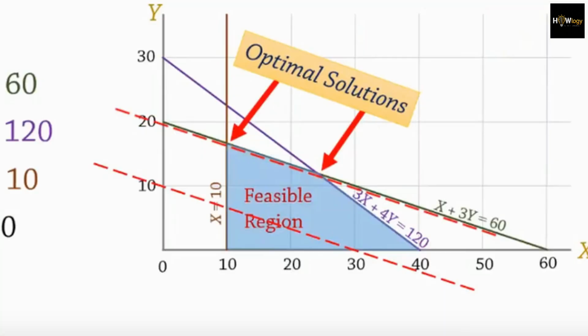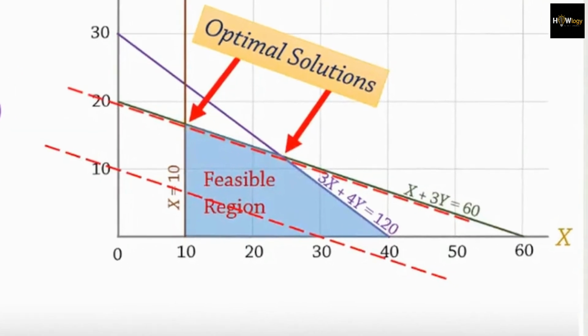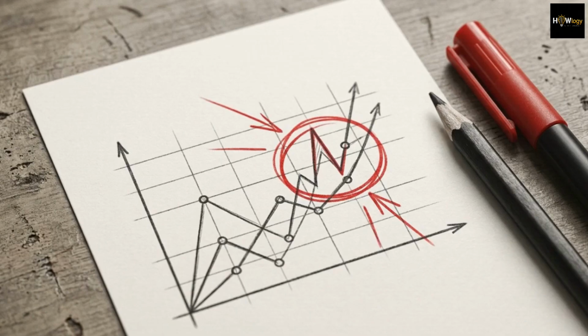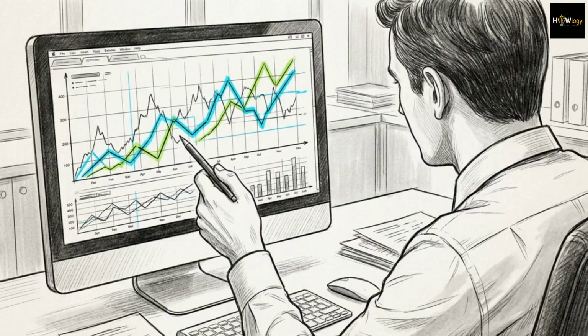And in rare cases, we see alternative optimal solutions. This is when the profit line runs perfectly parallel to a constraint, giving management multiple different ways to reach the same maximum profit. These mathematical edge cases serve as a diagnostic tool. When geometry fails, it tells a manager exactly where operational assumptions are contradictory or incomplete.